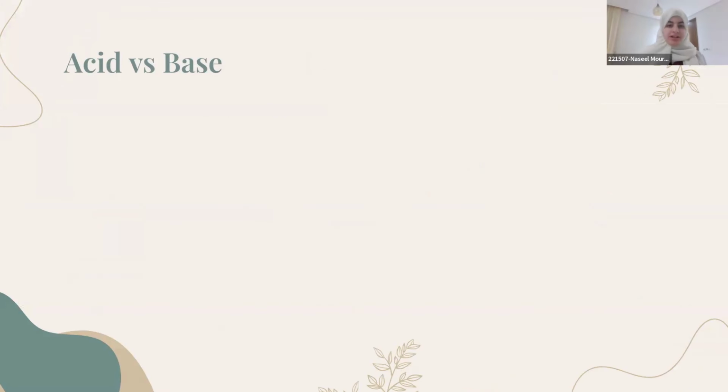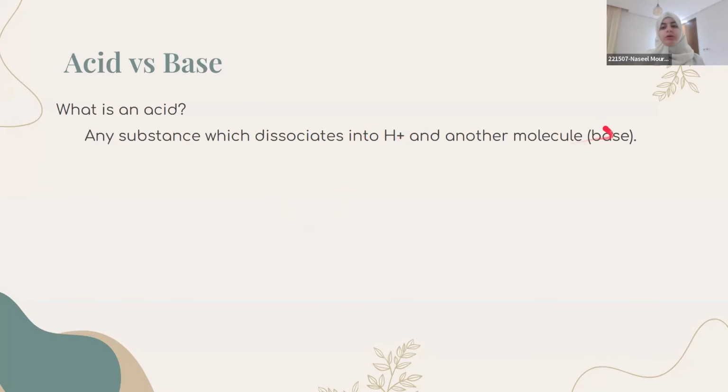All right. So what is an acid and what is a base? This is basic chemistry. An acid is anything that dissociates into H plus and another molecule. Now this other molecule would be considered a base. But basically, an acid is anything that produces H plus. Now, what is a base? It's basically the opposite. It's anything that binds hydrogen ions. If you bind a hydrogen ion, this hydrogen ion is not going to change the pH and make it more acidic, and so we call this substance a base.